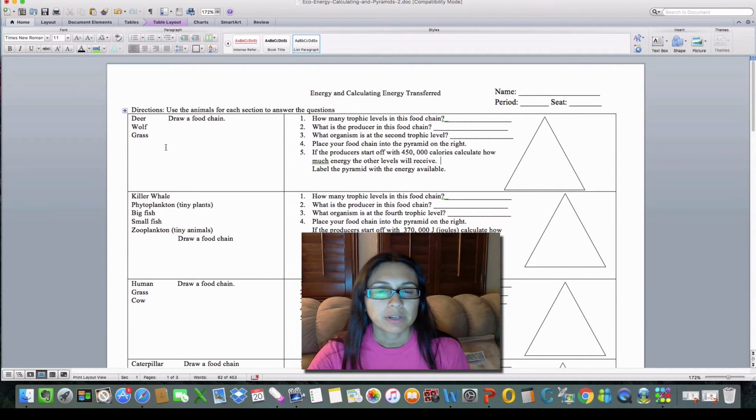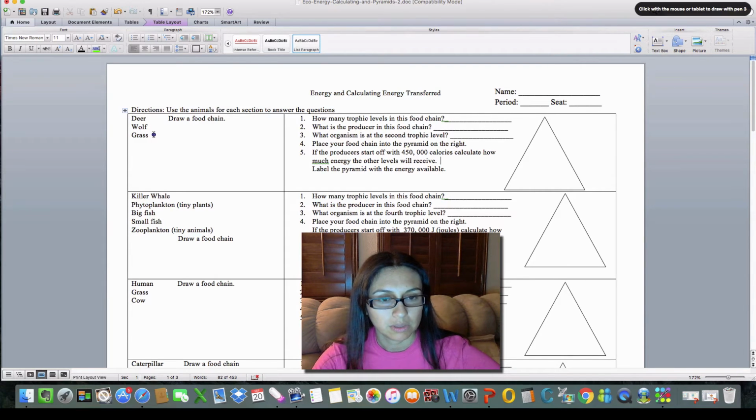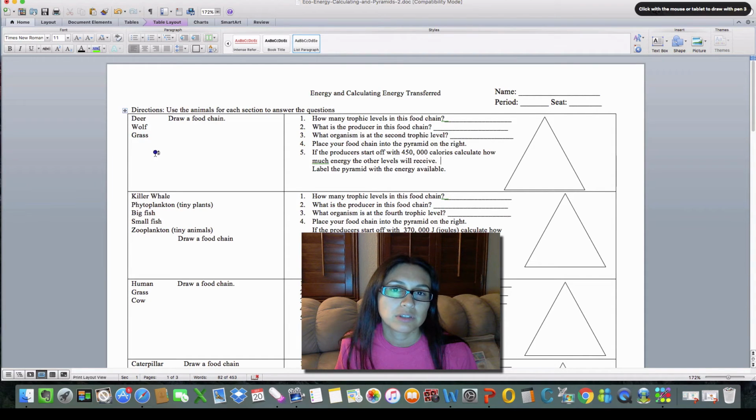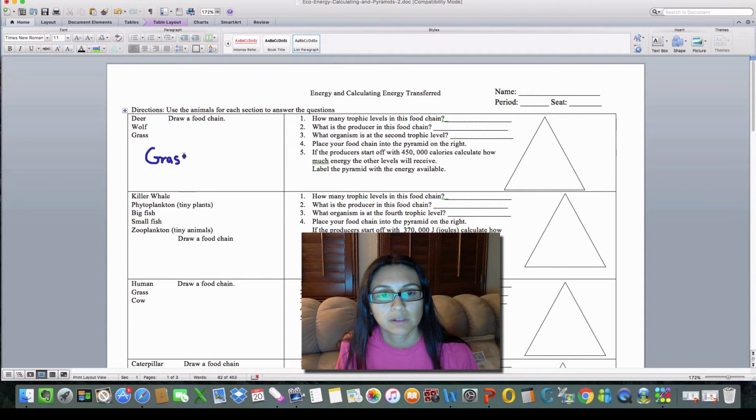So our first problem here, it says to draw a food chain. So we have three organisms that we're given, and we need to draw a food chain from these three organisms. So let's go ahead and do that. Looking at them, we know that we have to start with a producer, so we're going to put grass, arrow, and then our next one will be deer, because we know that the deer will eat the grass, and then finally wolf. Okay, so there's our food chain there.